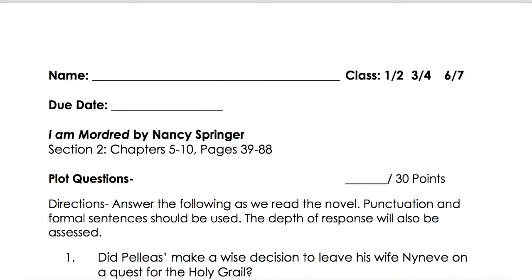So there you have section 2 of I Am Mordred. Again, you'll have paper copies of your response guides to complete in class, and then you'll always have access to digital copies online as well.